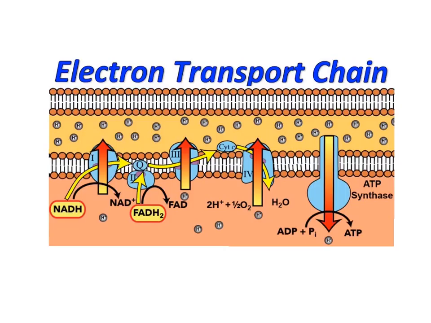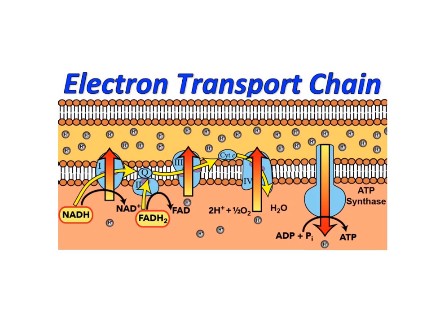The second step of the ETC is when the electrons are passed from one component to the next along the membrane. The NADH binds to the NADH dehydrogenase, which is the first component. Then the FADH2 binds to succinate dehydrogenase, which is the second component. Because of this, hydrogen ions are pumped into the intermembrane space. FADH2 works the same, but it starts at the succinate dehydrogenase complex. So electrons from the FADH2 pass through fewer electron carriers, and therefore less ATP is made.